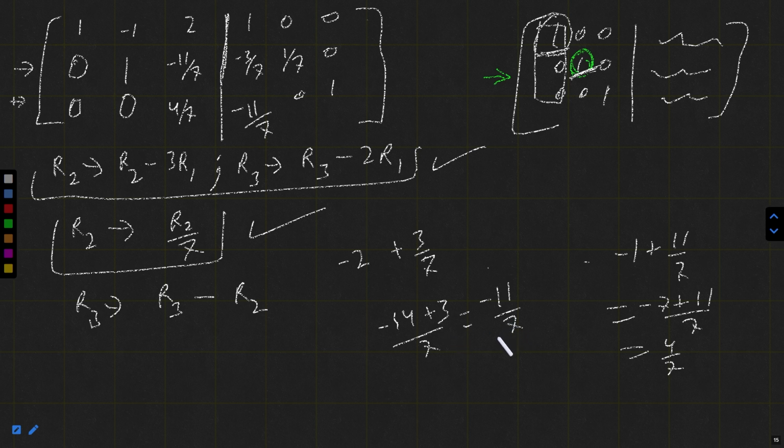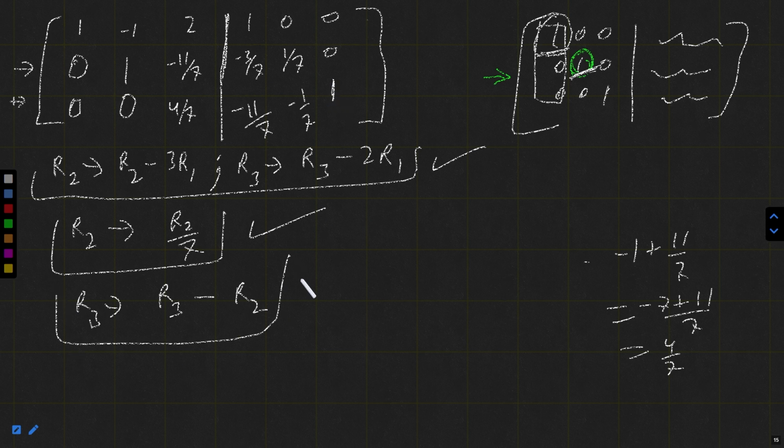Please re-verify my calculations. If I am doing wrong, then please do make the specific arrangements for that. Now 0 minus 1 by 7 will be minus 1 by 7. This will be just 1. Done. Now what I want this entry to be 1, means this thing. I want 1 here. So how am I going to get it?